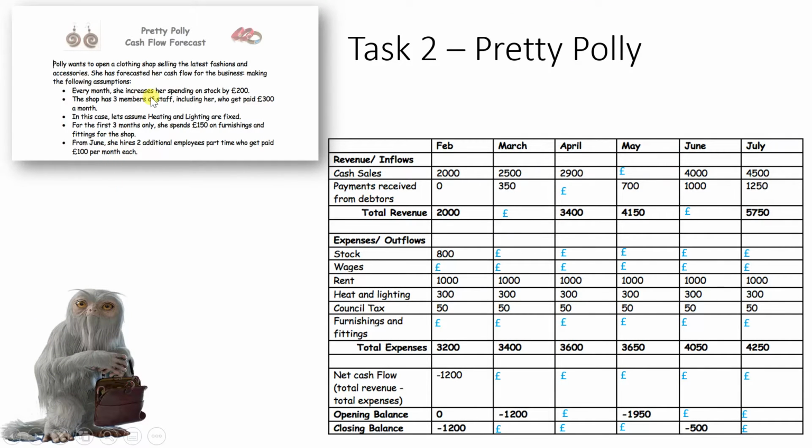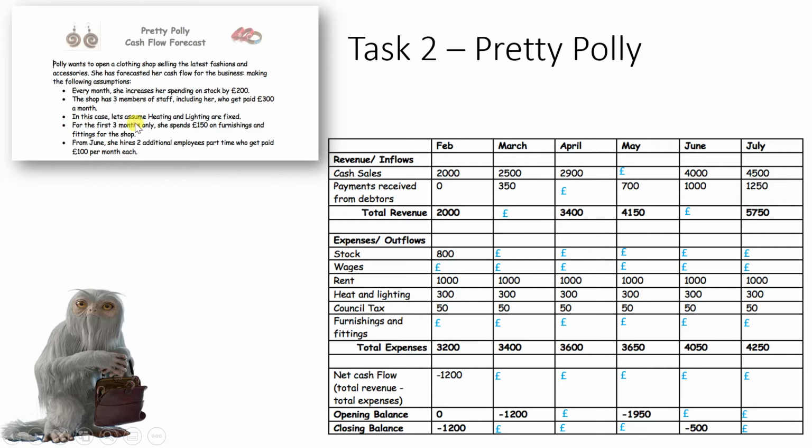Task 2, Pretty Polly. Polly wants to open a clothing shop selling the latest fashions and accessories. She has forecasted her cash flow for the business, making the following assumptions. Every month she increases her spending on stock by £200. The shop has 3 members of staff, including her, who get paid £300 a month.